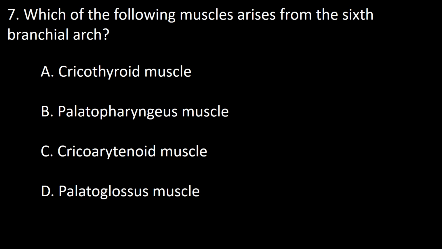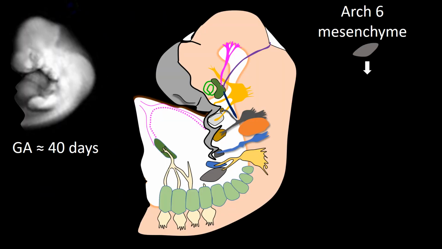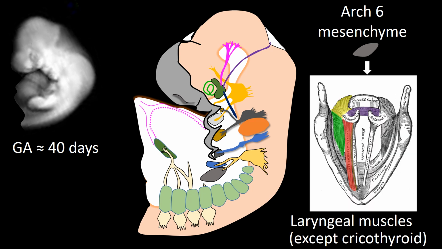Next question. Which of the following muscles arises from the sixth branchial arch? A. The cricothyroid muscle. B. Palatopharyngeus muscle. C. Cricoarytenoid muscle. D. Palatoglossus muscle. From the sixth branchial arch mesenchyma, we have the laryngeal muscles, except for the cricothyroid muscle that originates from the fourth branchial arch.